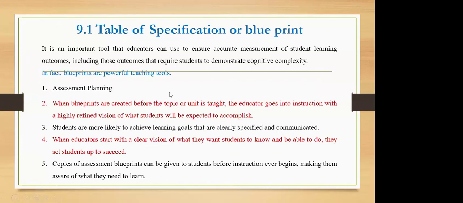Then table of specification or blueprint. We did it in session 6 under validity. Which type of validity can be tested using a specification table? Can anyone answer?